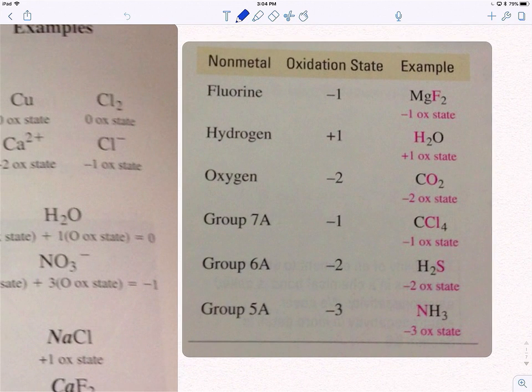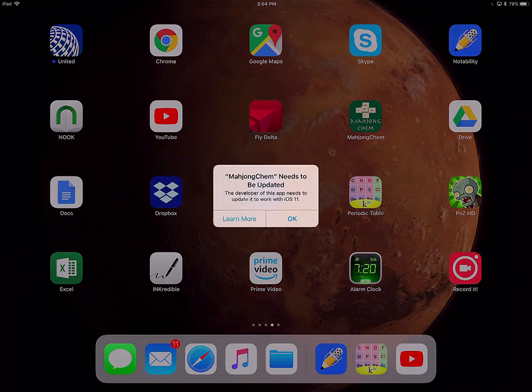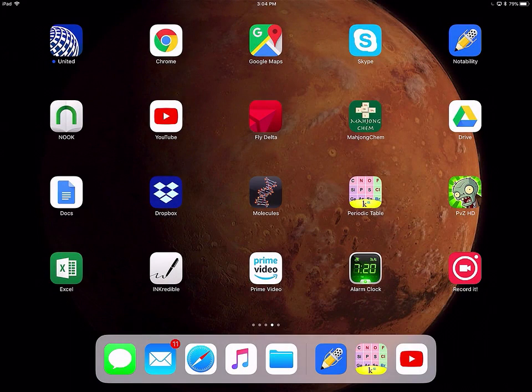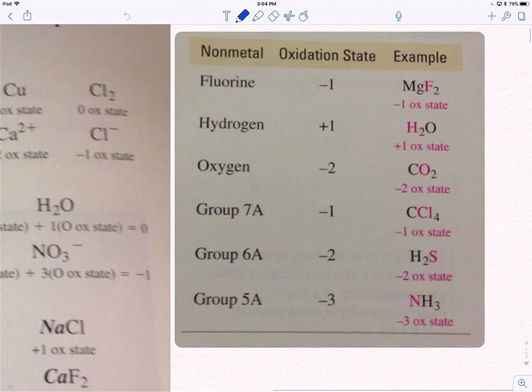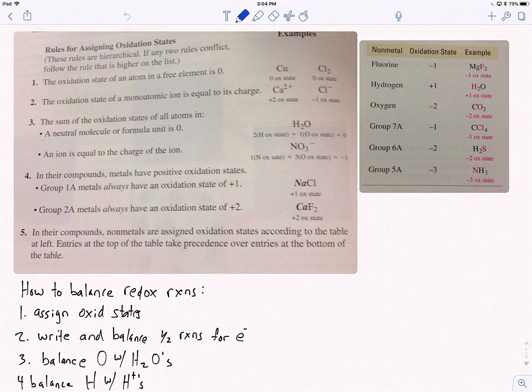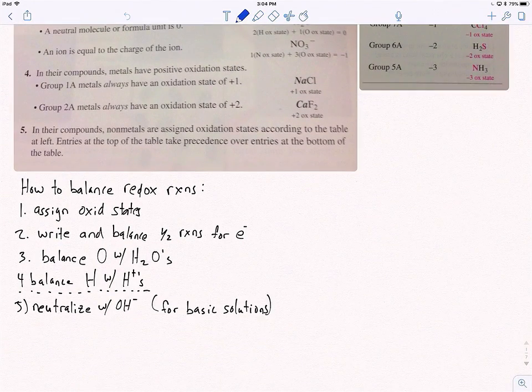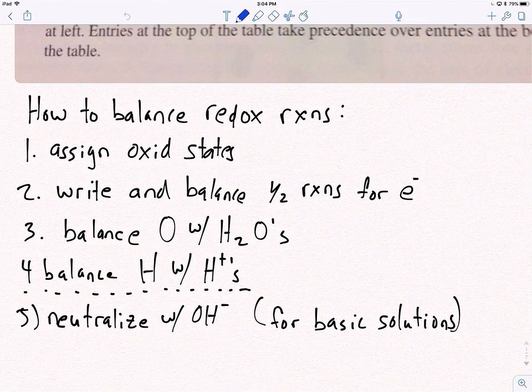I actually have a game that I like to play. It's called Mahjong Chemistry. Here we go. Oh, it doesn't work. All right, I can't play it. At least in the early edition, I could have shown you how to do it. It's a matching game dealing with oxidation states. It's what I do for fun.